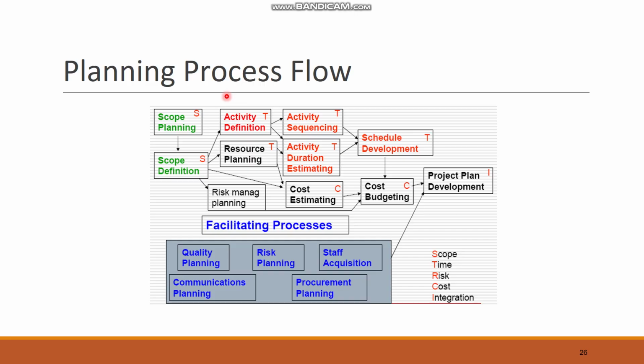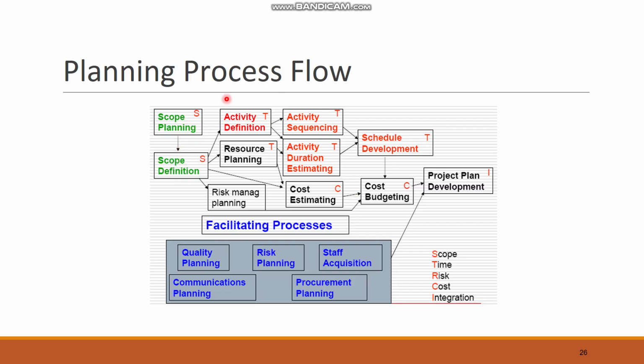So the planning process flow is, first of all, you decide the scope. We have already discussed scope in detail. Scope means you have to determine the project scope in two parts, like in scope and out of scope. So for scope planning, you have to plan the scope, then you have to define the scope. So this is basically scope.